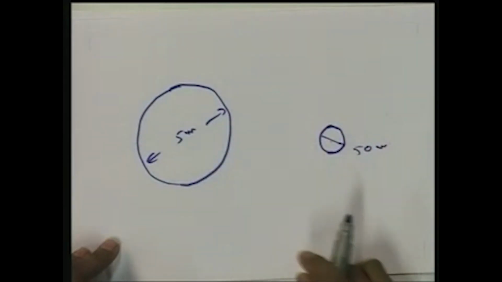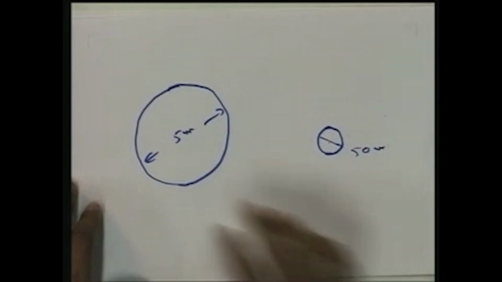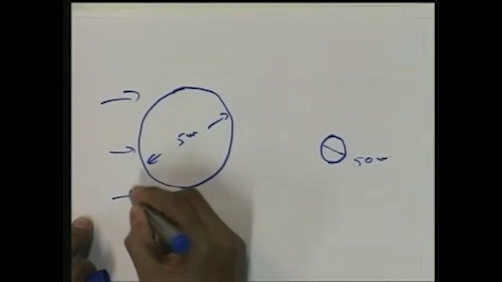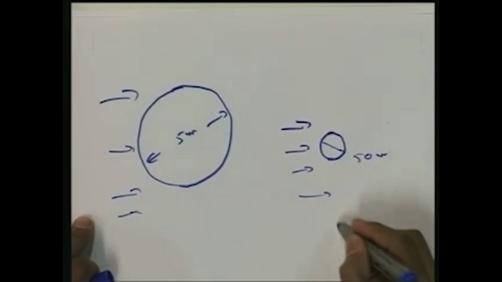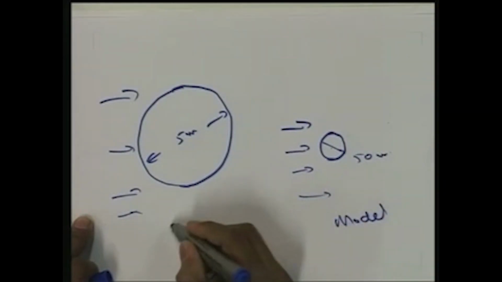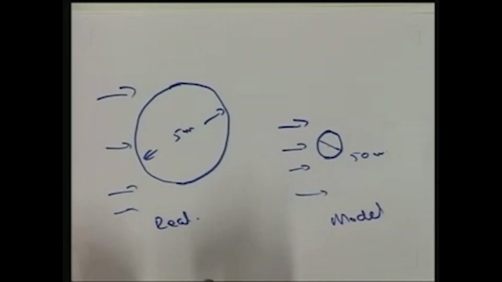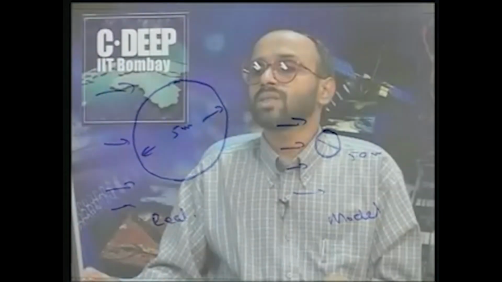So here you can see the shape, the physical modeling which we are doing, with respect to the flow over a cylinder. The fluid flow is coming here; this is the real case, and this is the model, and here the real problem. When we do the scaling, we have to see that two geometrically similar objects must be similar in shape. That is what geometric similitude gives.